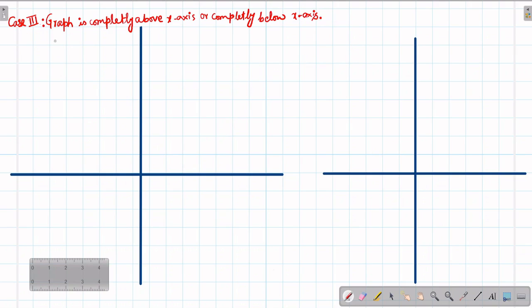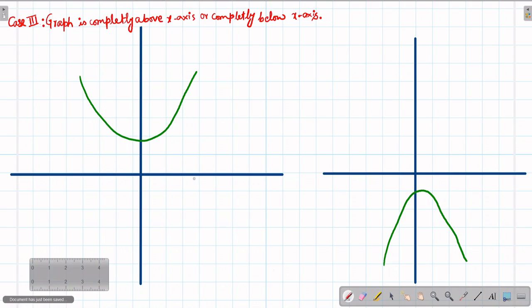The next case, maybe the graph is completely above the x-axis or completely below the x-axis. So in this case, you will find that there is no point of intersection of this graph and the x-axis. Also, in this case, you will find that there are no intersection points on the x-axis. Again, I have not given the name here, so write the name of the axis.